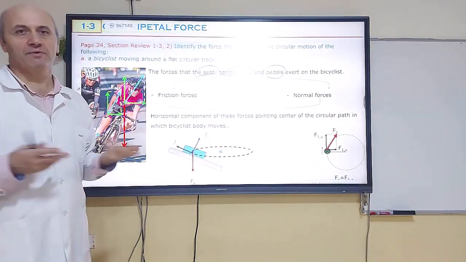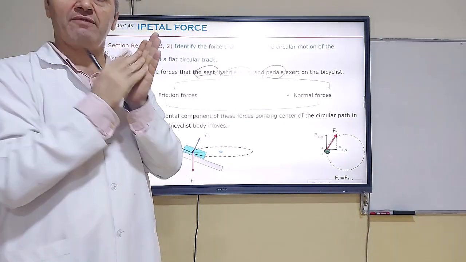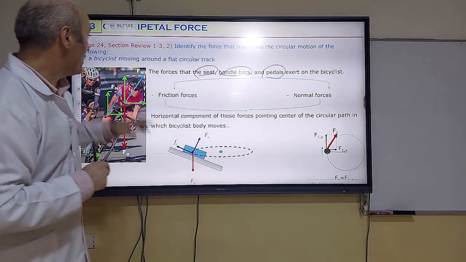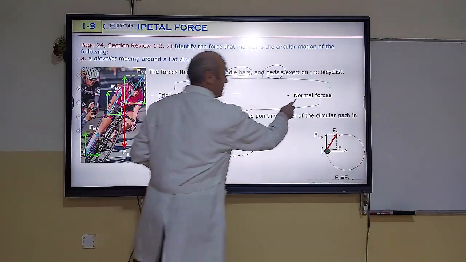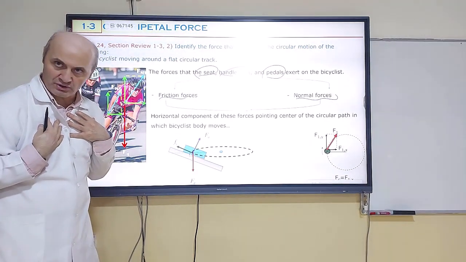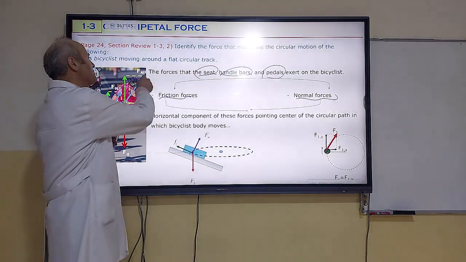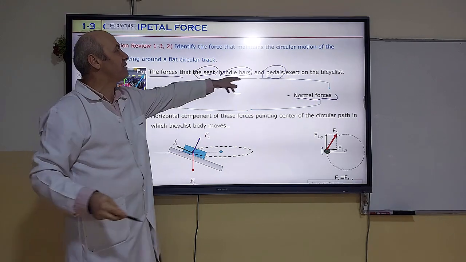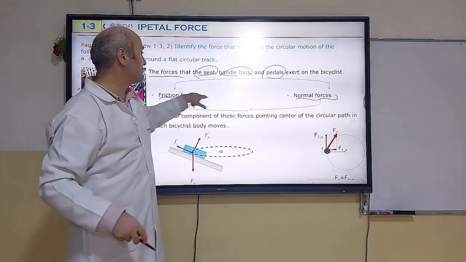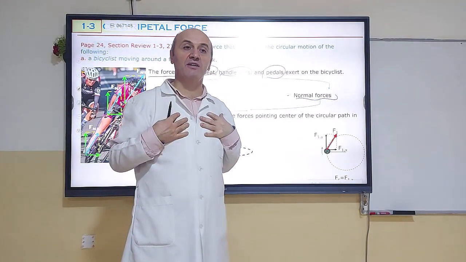What are those forces? We said that every contact surface has 2 forces, absolutely. Fn and friction. So this friction force and normal force acting on the cyclist body will provide circular motion. And that's why the answer is given. The force that the seat, handlebars, pedals exert on the cyclist, yes. What are those forces? Friction force and normal force acting on the cyclist body.